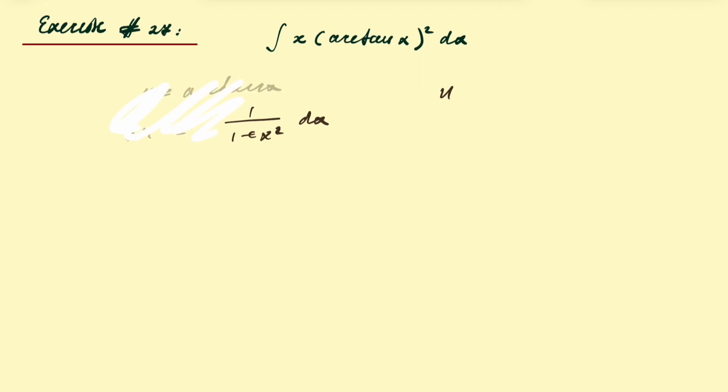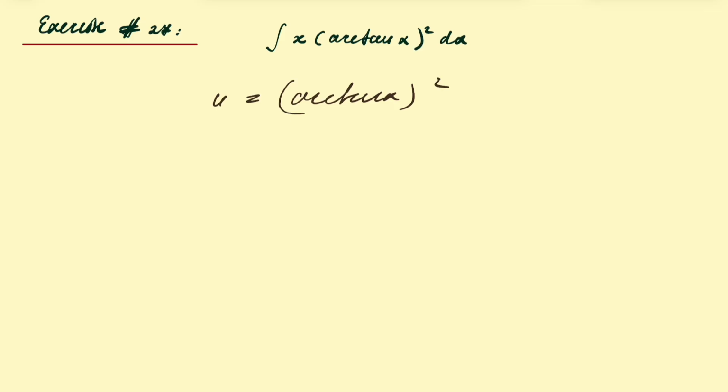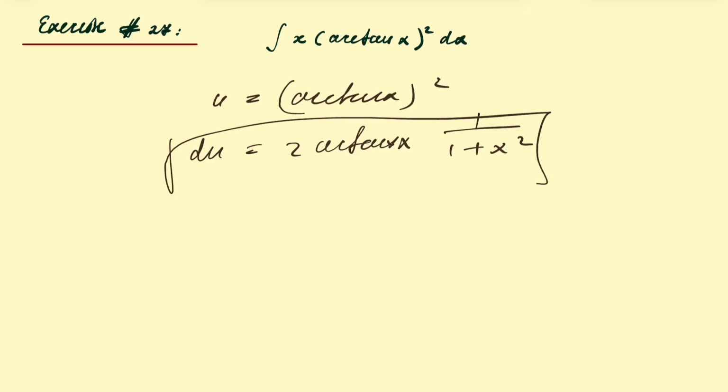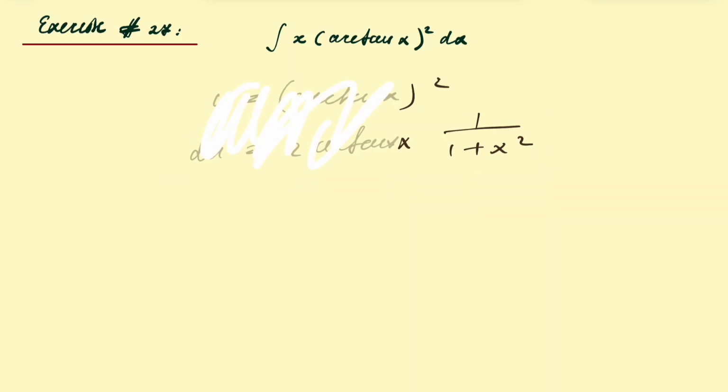Now because of this, naturally the substitution u is equal to arctangent of x squared wouldn't work as well, since du in this case will be just 2 times arctangent of x times 1 over 1 plus x squared. Now here we can have something actually, but still, I was thinking maybe in the next step we can use integration by parts, and I thought okay, maybe directly we can use integration by parts here.